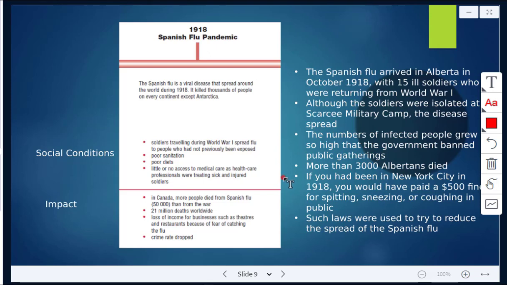And if you were in New York in 1918, there was a fine you had to pay of $500 if you were spitting, sneezing, or coughing in public. And these laws were, again, trying to reduce the spread of that Spanish flu.